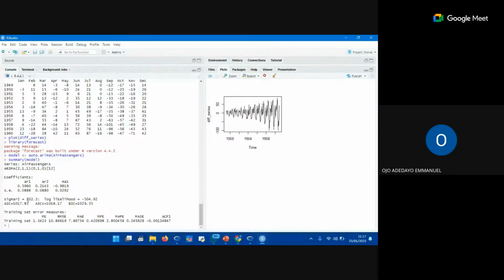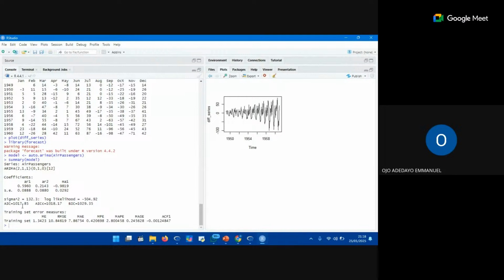If you look at this now, we have our AIC, the Akaike information criterion, to be 1017 point this. We have the AIC correlation to be this. Then we now have what we call the BIC. But the AIC and the BIC are what we normally use. The AIC correlation, we don't normally reckon with it because most of the values of the AIC correlation are always greater than the normal AIC.